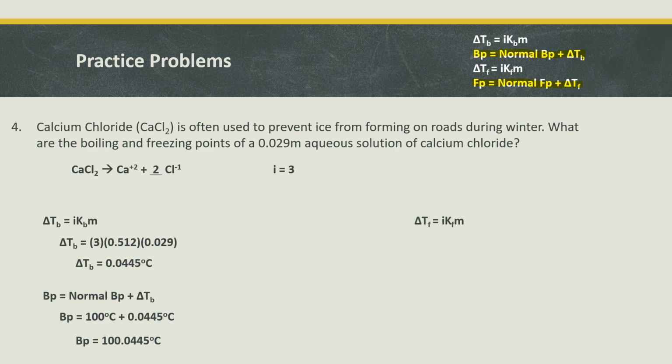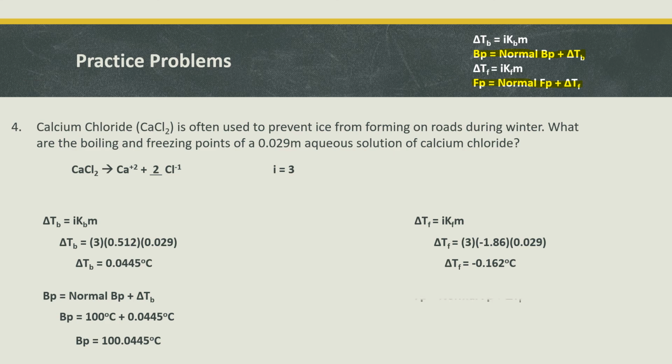All right, the second half of the problem is to find the freezing point. So we're going to start it off the same way. We're going to find the freezing point depression. Again, my i is still going to be 3. My K sub F does change. Remember, the K sub F for water is negative 1.86, so that does change. And then my molality is the same molality as above. All right, so now I have my numbers. I'm going to plug them in. When I plug them in, I find that my freezing point depression is negative 0.162 degrees Celsius.